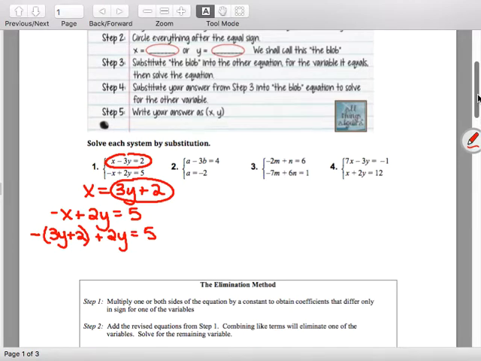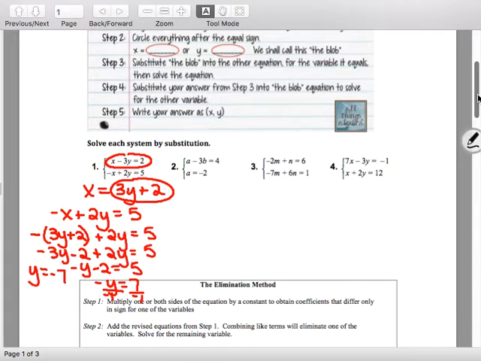Then, this is awesome because this is what we did in chapter 1. We reviewed solving equations with one variable. So here we go. I will use the distributive property and get negative 3y minus 2 plus 2y equals 5. Collecting like terms, I get negative y minus 2 equals 5. Add 2 to both sides, and I get negative y equals 7. I'm not looking for negative y, I'm looking for positive y. So I divide by negative 1. So y is negative 7.